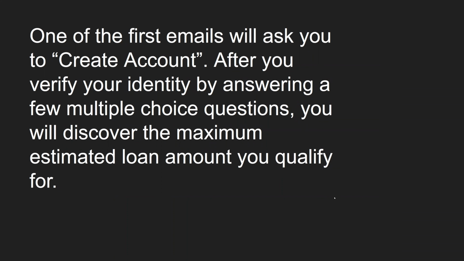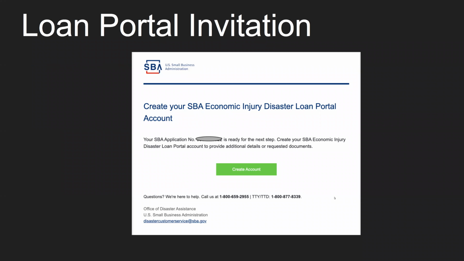One of the first emails, again, will ask you to create an account. After you verify your identity by answering a few multiple choice questions, you will discover the maximum estimated loan amount which you qualify for as an ag producer. Again, here is what that email would look like when you're invited to create your account.